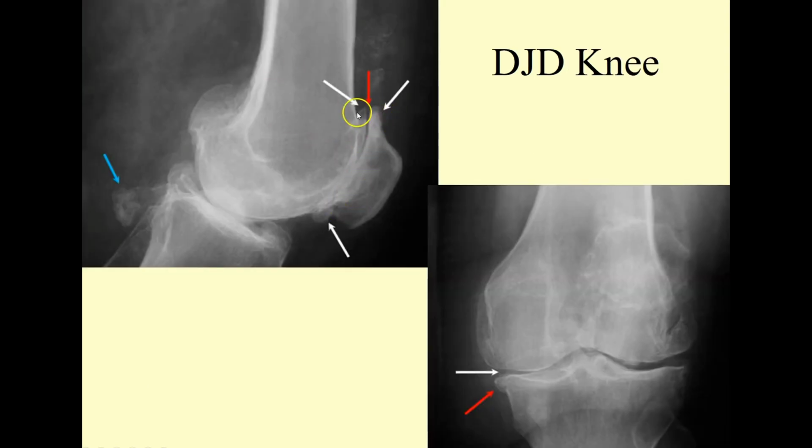Just to review, here we have good evidence of patellofemoral DJD. We've got reduction in joint spacing, osteophytes on both articular surfaces, prominent loss of femorotibial joint spacing, and we have joint mice all contained within the joint capsule. So this is as good a picture of DJD as you're going to see.